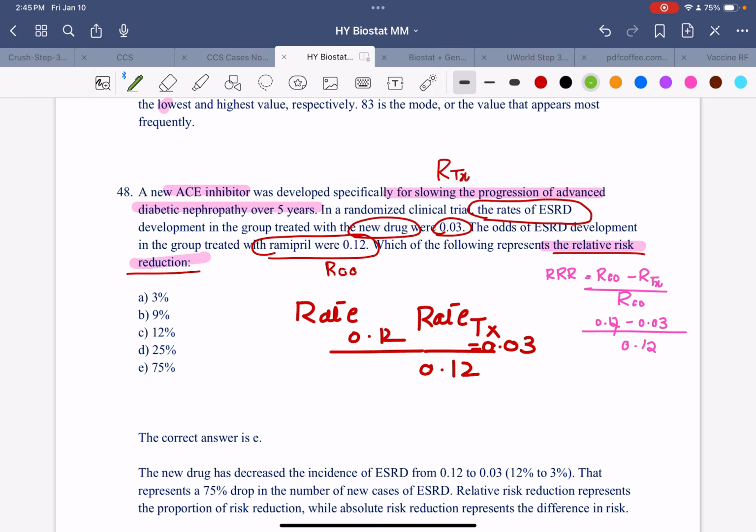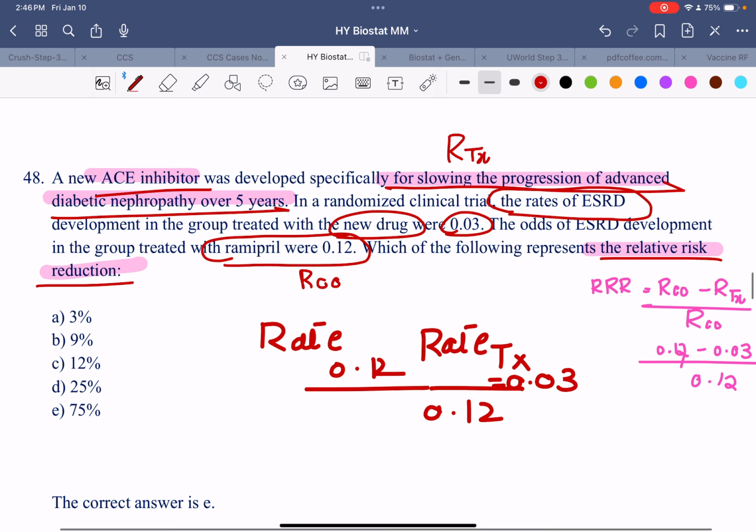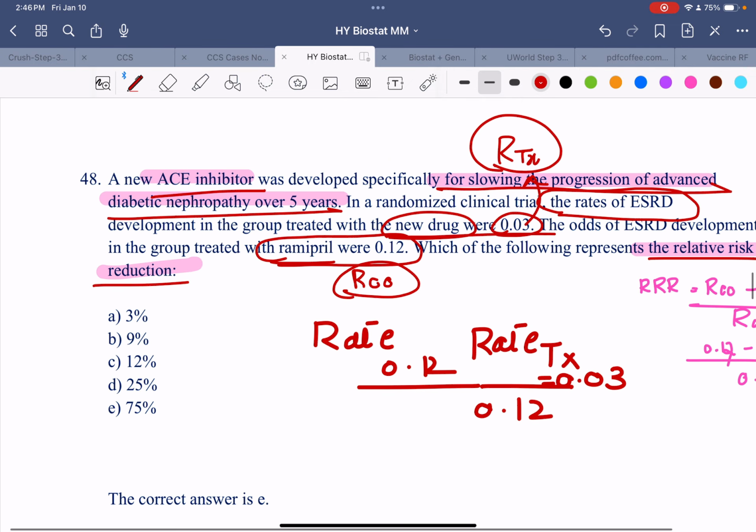No. Okay. We have a new ACE inhibitor that has been developed for slowing the progression of advanced diabetic nephropathy over 5 years. The rate of end-stage renal disease in the group treated with the new drug is 0.03. As soon as you see this rate of ESRD with the new drug, immediately label it as our treatment, the rate in the new treatment group. And the rate of ESRD development with ramipril, which is of course the control or the gold standard over here, would be the R control. And we now have to calculate the relative risk reduction, right?